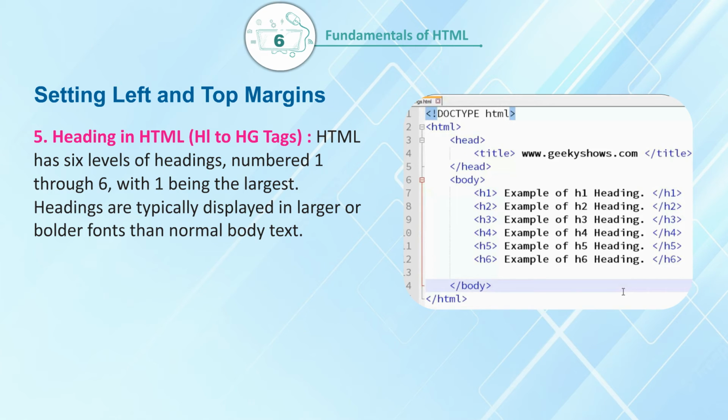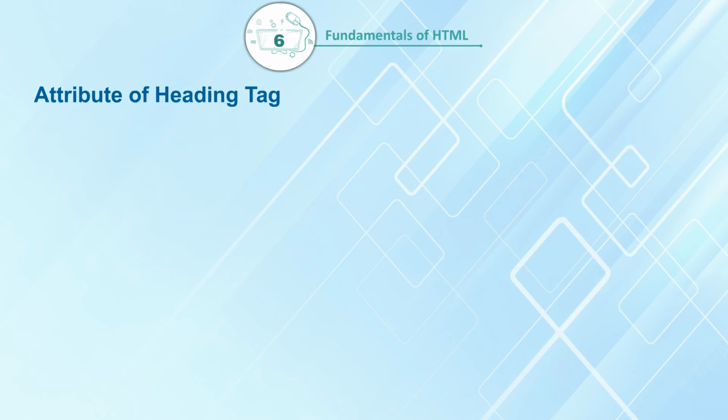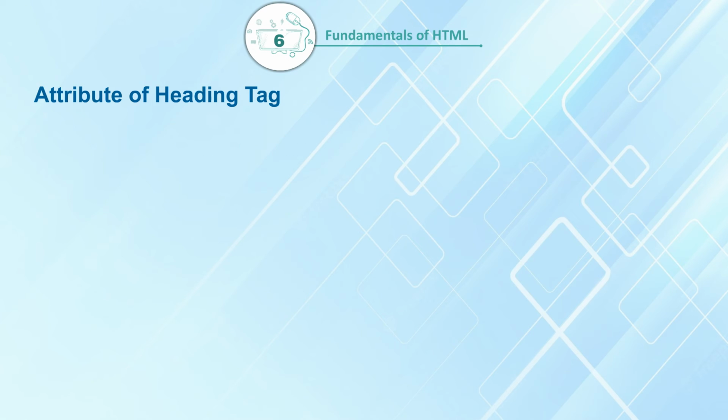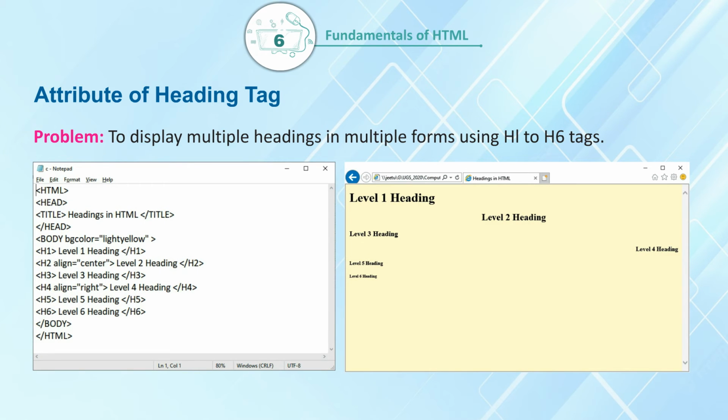Heading in HTML. H1 to H6 tags. HTML has 6 levels of headings, numbered 1 through 6, with 1 being the largest. Headings are typically displayed in larger or bolder fonts than normal body text. Attribute of heading tag. Align attribute. This attribute is used to set the alignment of heading. It can take either left, right, or center as its value. Problem. To display multiple headings in multiple forms using H1 to H6 tags.